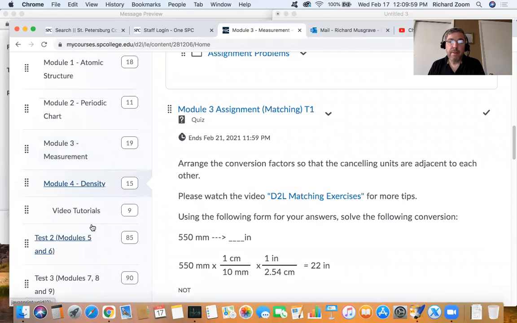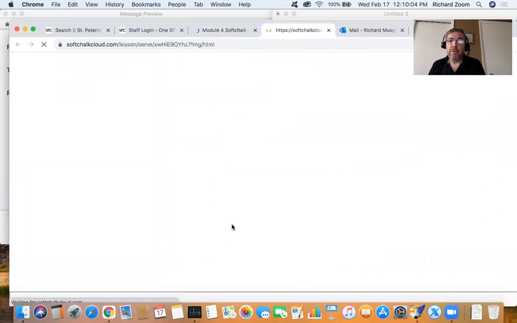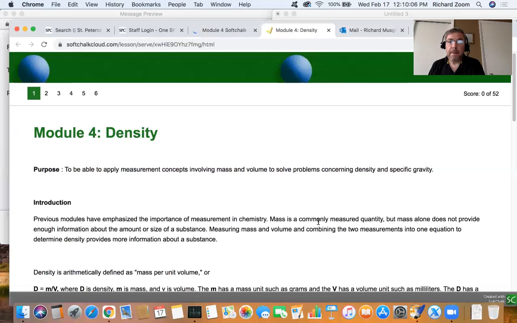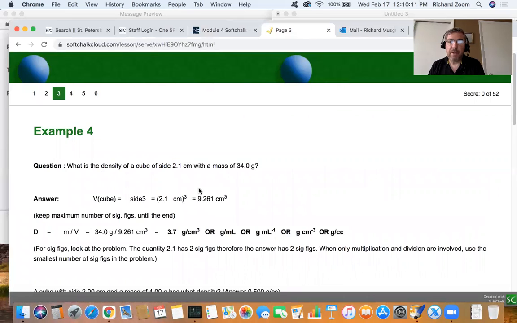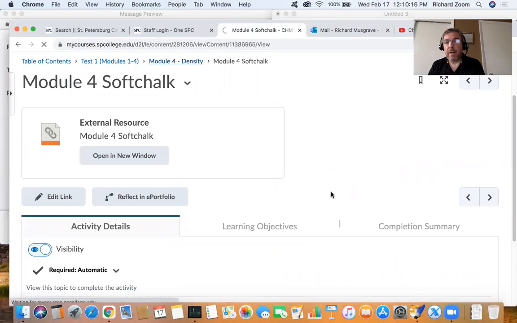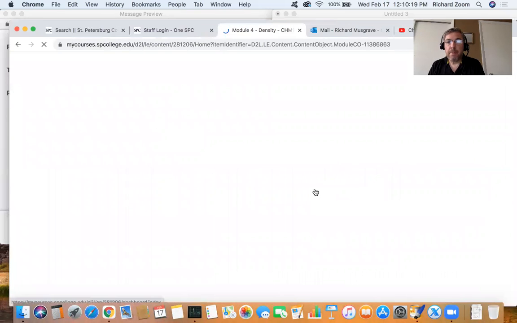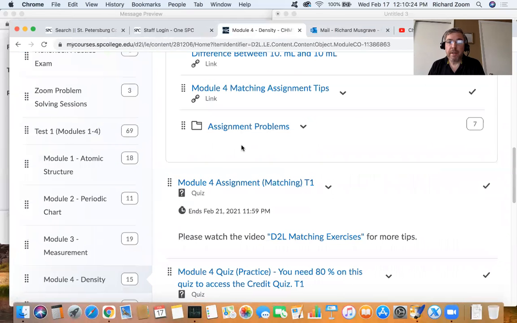All right, let's talk about Module 4. And again, for Module 4, what I recommend is that you go through the Module 4 SoftChalk. It's a fairly short module, so do some of these interactive exercises as well along the way. And after you've done the Module 4 SoftChalk, I recommend that you do the Module 4 assignment. Again, the same situation will be present here as was in Module 3. The assignment problems are done out for you by video, and every single one of these assignment problems has a video.